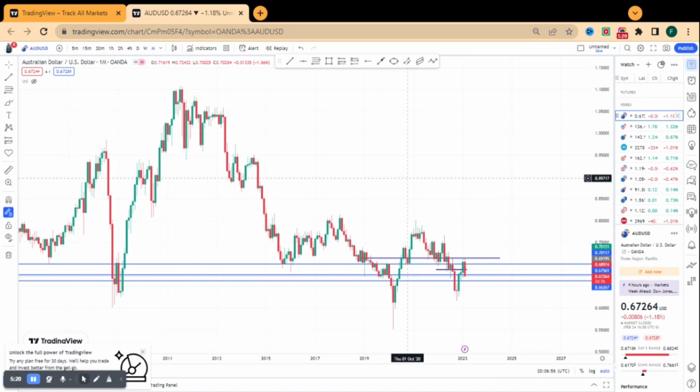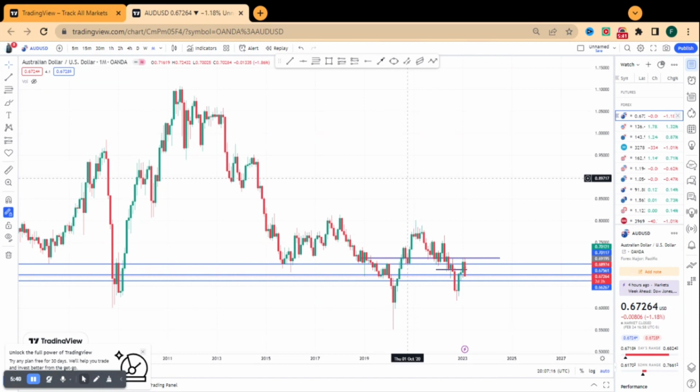Whenever there is a consolidation, I don't trade. I wait for the market to consolidate and start trending, either bullish or bearish. That is when I enter my trade and do my analysis.